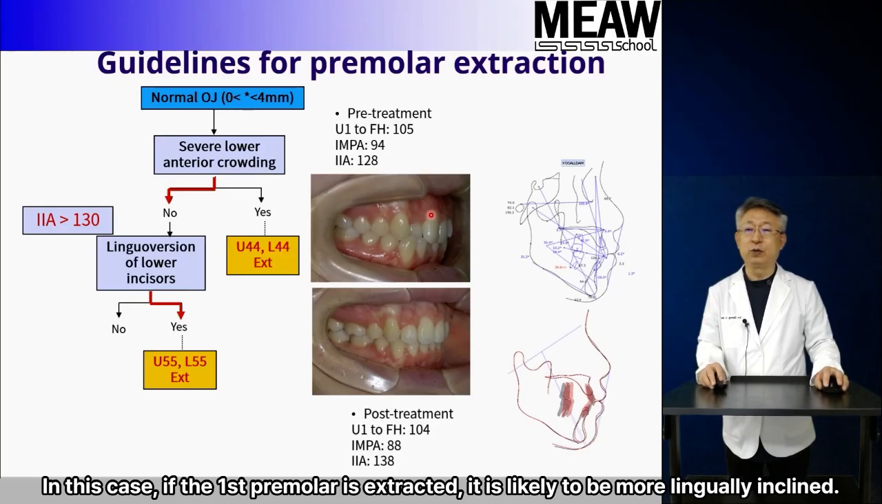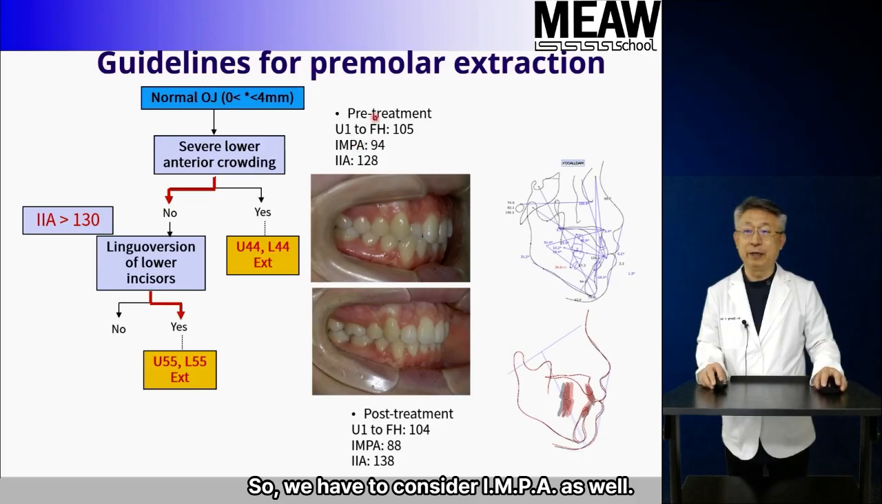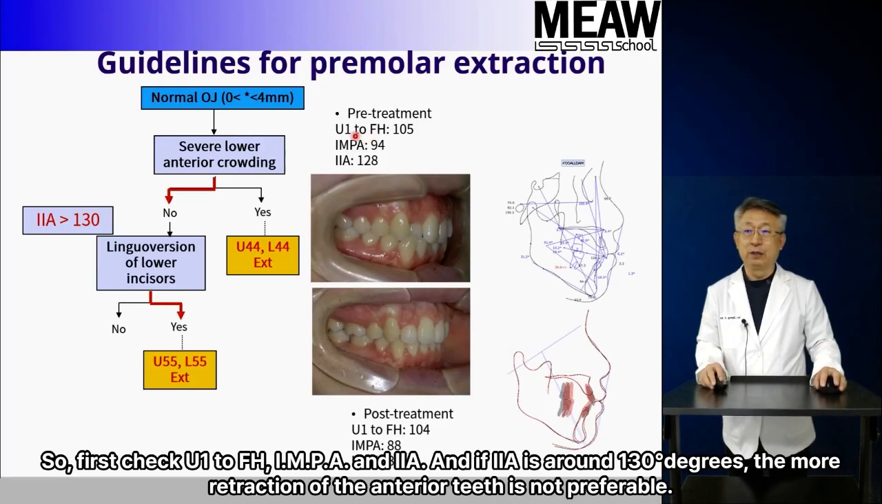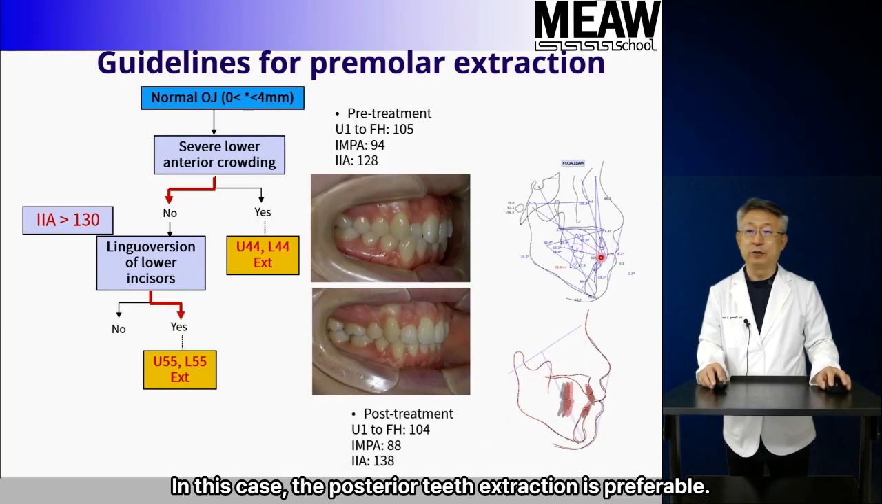In this case, if the first premolar is extracted, it is likely to be more lingually inclined, so we have to consider IMPA as well. So, first check U1 to FH, IMPA, and IIA. And if IIA is around 130 degrees, more retraction of the anterior teeth is not preferable. In this case, the posterior teeth extraction is preferable.